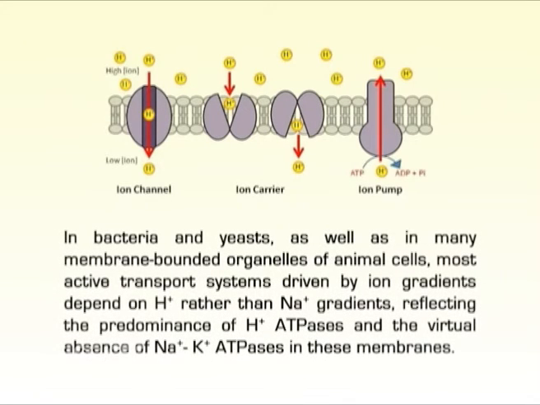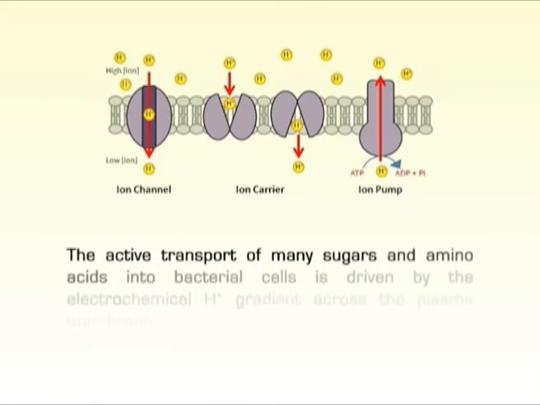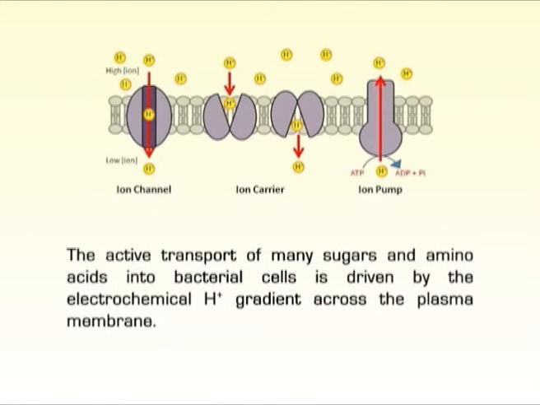In bacteria and yeasts, as well as in many membrane-bounded organelles of animal cells, most active transport systems driven by ion gradients depend on hydrogen ions rather than the sodium ion gradient, reflecting the predominance of hydrogen ion ATPases and the virtual absence of sodium-potassium ATPases in these membranes. The active transport of many sugars and amino acids into bacterial cells is driven by the electrochemical hydrogen ion gradient across the plasma membrane.